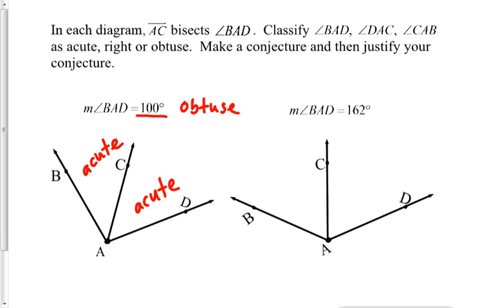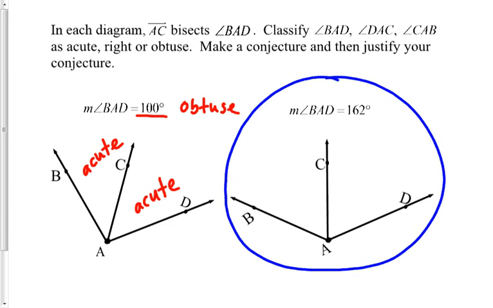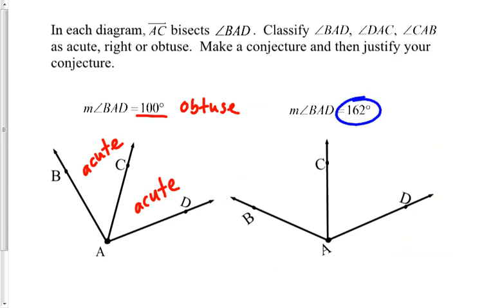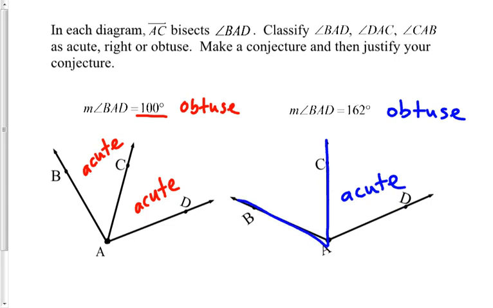Now let's go over to the right side, to this diagram, angle BAD. We can see that it measures 162 degrees, and so that also is obtuse. It is being bisected by ray AC right there. And let's categorize. Angle DAC certainly looks to be less than 90 degrees, so acute. And angle CAB, also less than 90 degrees, also acute. So again, we started with an obtuse angle, we bisected it, and we created two acute angles.